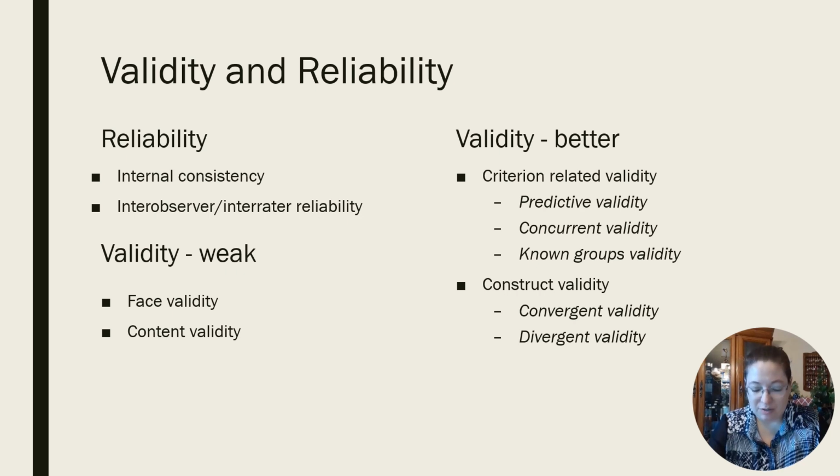With the construct validity, we're looking more for correlations, so it's a little bit weaker than the criterion-related validity. That's what basically differentiates the two types, the type of math used to prove that the instrument is valid or not.